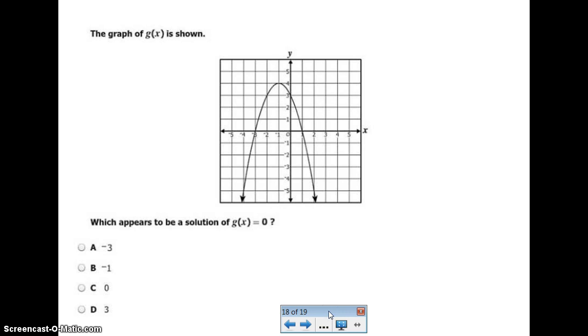So the key thing here is a solution is where your function crosses the x-axis. If it were a system of equations, if you had two different functions, then you would be looking for their point or points of intersection. But this is just one function, a quadratic function. So what you're looking for are x-intercepts.